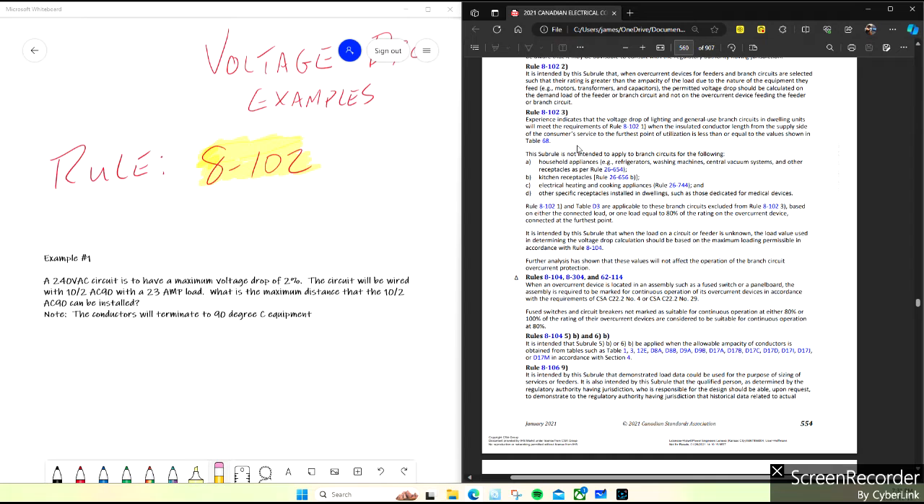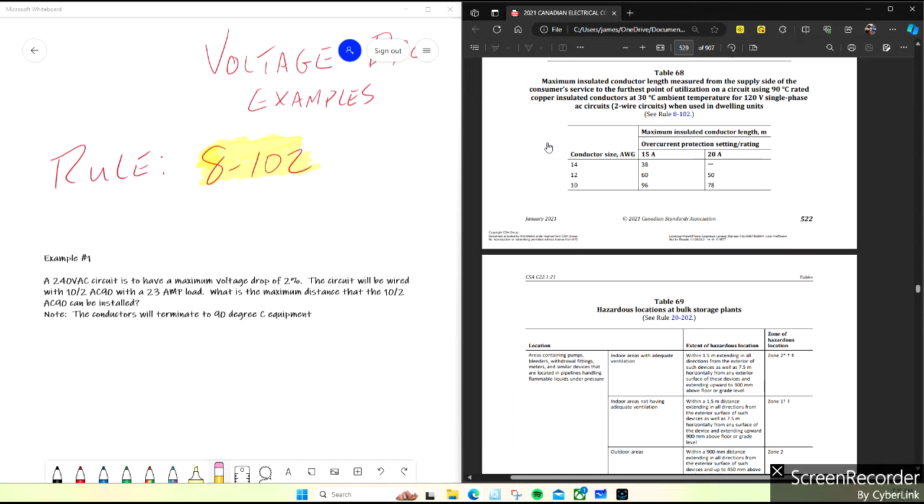Table 68 is also not to be used for your kitchen receptacles. Again, you can go look that rule up. Table 68 is not to be used for electrical heating and cooking appliances. And Table 68 is not to be used for receptacles installed in dwelling units that are dedicated to medical devices. Okay, so those are the restrictions. Other than that, general branch circuit in a dwelling unit, Table 68 all day long.